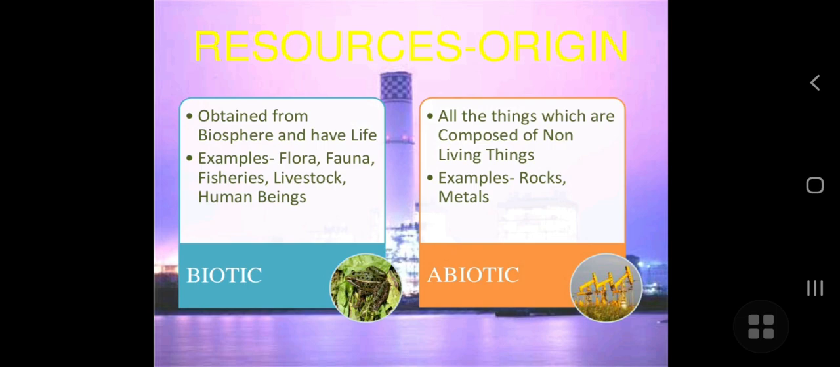Biotic resources: all those resources which are obtained from the biosphere and have life are known as biotic resources. Forest, livestock, etc., are examples of renewable biotic resources. As far as abiotic resources are concerned, all those resources which are composed of non-living things are called abiotic resources. Abiotic resources can be renewable as well as non-renewable. Land and water are renewable abiotic resources, whereas iron and bauxite are non-renewable abiotic resources, right?